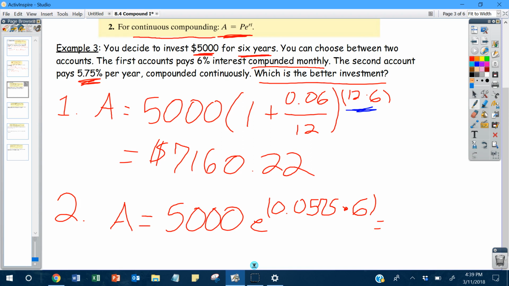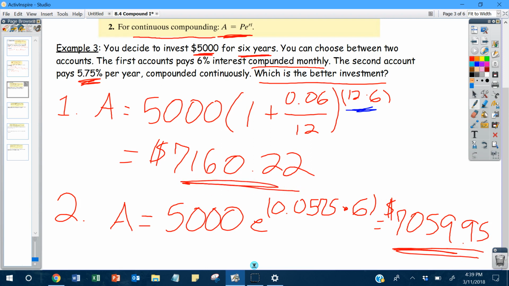0.0575 times 6. And I end up with $7,000 $59.95. So there's the dollar figure if I invest in the second account. So at this point, this question is really easy to answer. Which is the better investment?